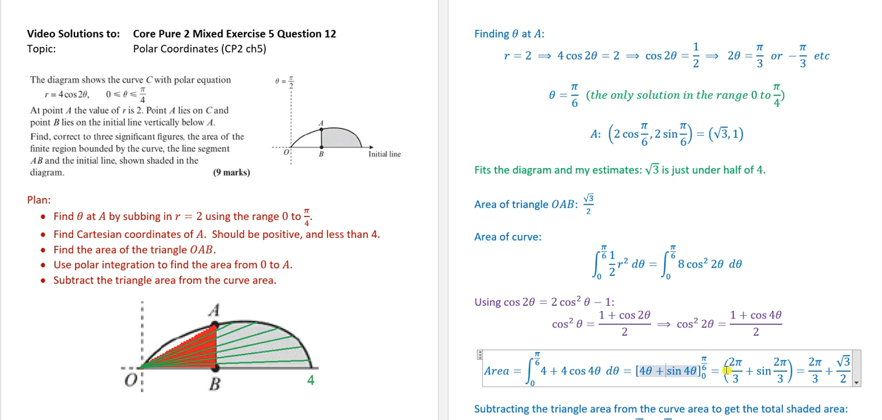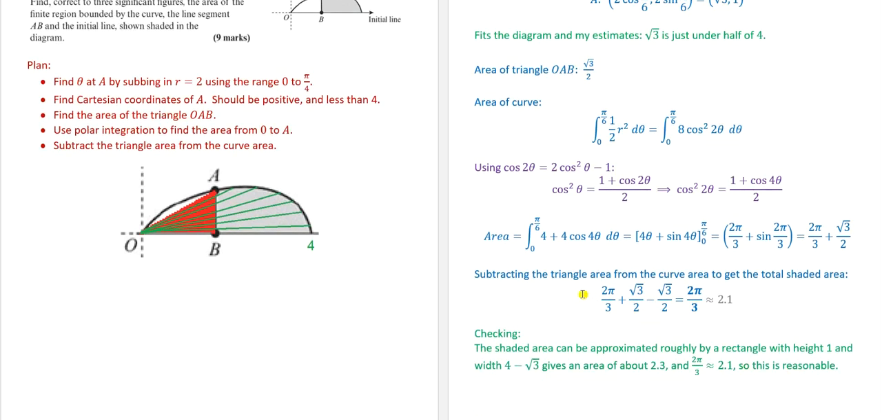Then we sub in the values, and I'm lucky here that the first part is just theta, and the second part involves sine of something theta. So if theta is 0, both of those disappear entirely, and all I need to worry about is what happens when theta is pi by 6. So 4 theta is 2 pi by 3, and sine of 4 theta is sine of 2 pi by 3, which is root 3 over 2. So I've got my curve area, 2 pi by 3 plus root 3 over 2.